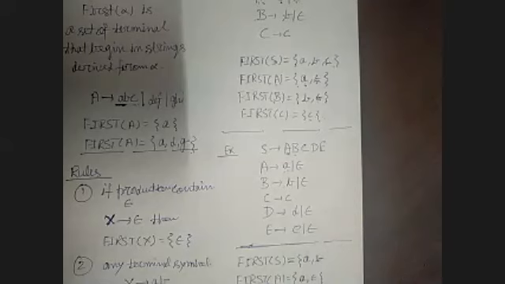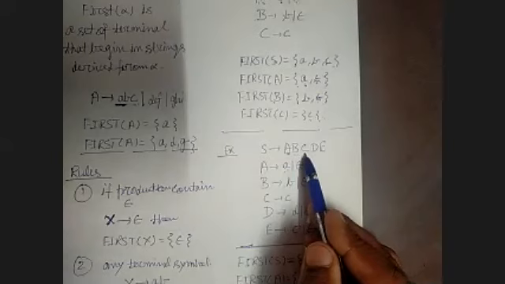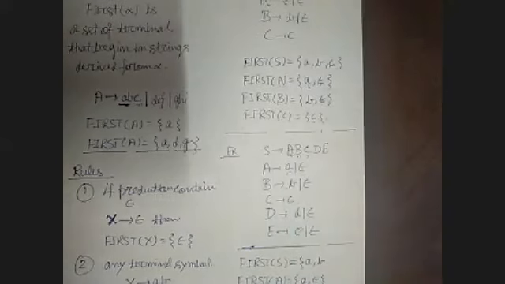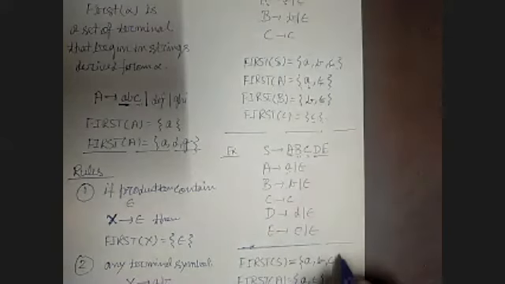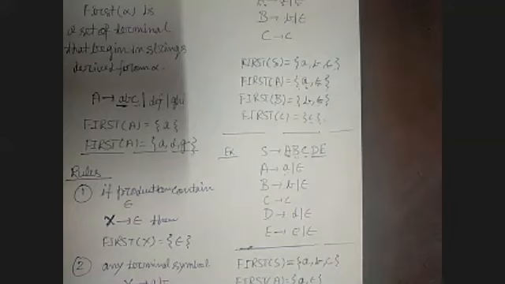But again epsilon occurs. So if epsilon occurs, again by the rule, we check the next symbol. And again the next symbol is a non-terminal, so we find out the first of that non-terminal. So first of C is simply small c, and we put small c here. In first of C there is no epsilon, so there is no need to further check D and E. So the first of S is a, b, c.